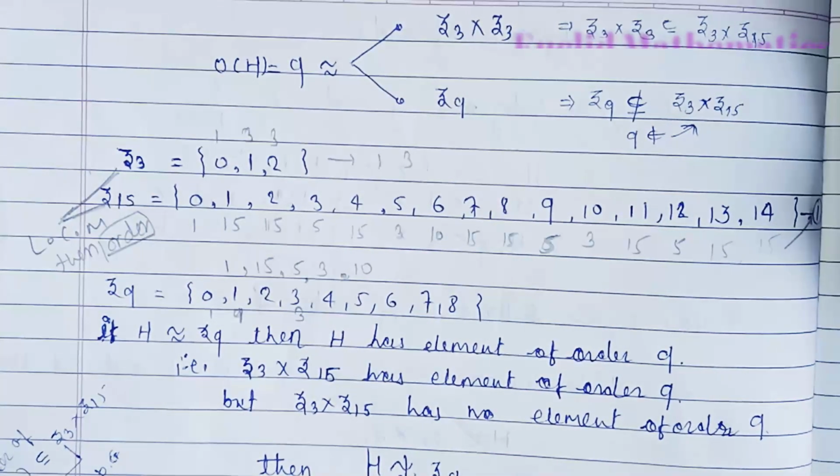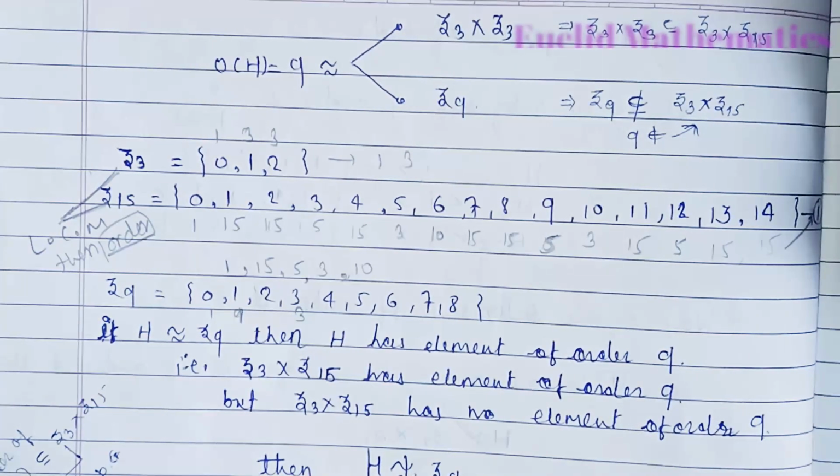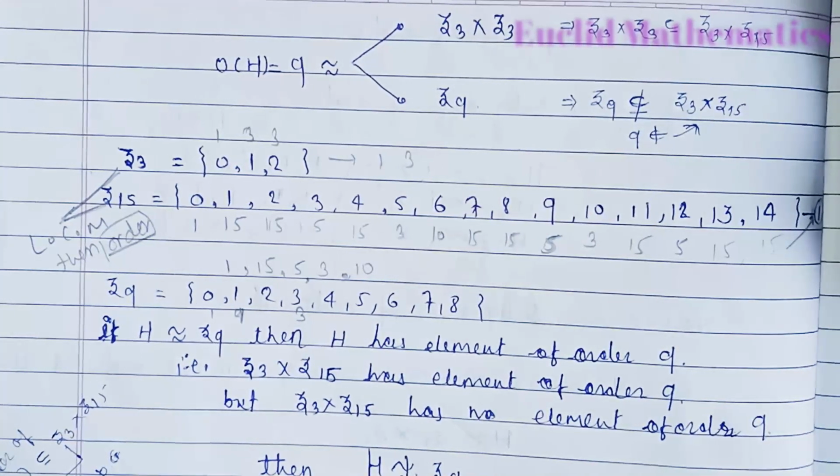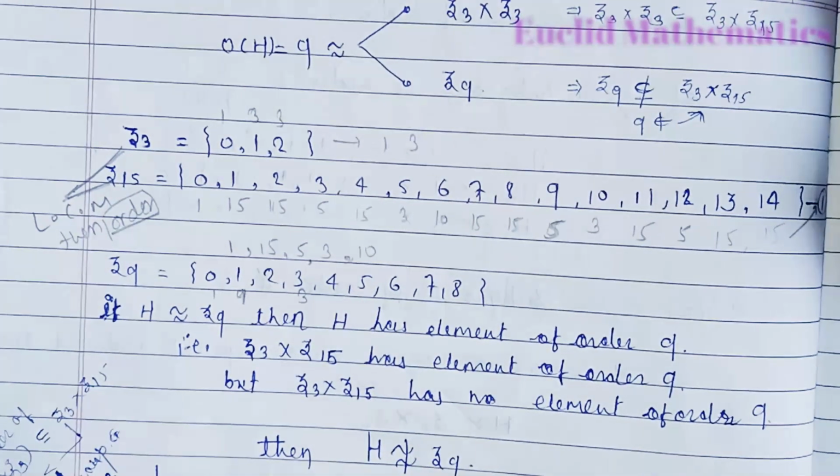Always remember, for finding whether two groups are isomorphic, we have to check only the orders of the elements present in both groups. This is the easy way to get the answer in a short time. In our exam we have limited time, so that's why.